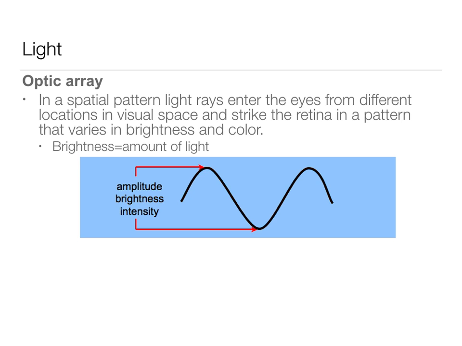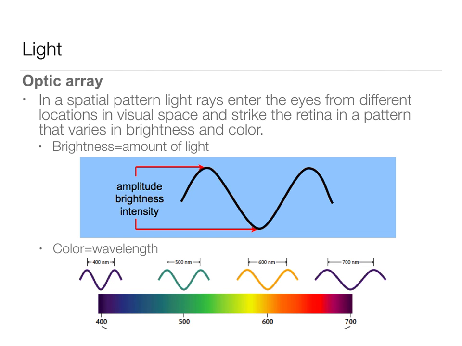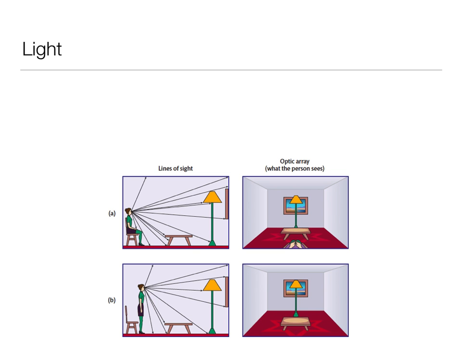So are you in a really bright room or are you in a really dim room? And again, color is that wavelength. So that's going to be the width between those two peaks of the wave, okay? And so again, both of these things are going into your photoreceptors, into your sensory receptors, and this pattern is your optic array, and this is what you're looking at.